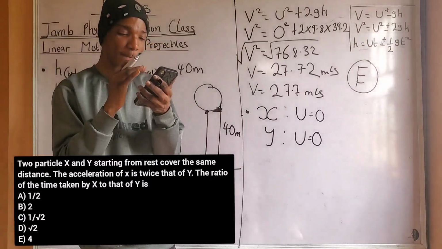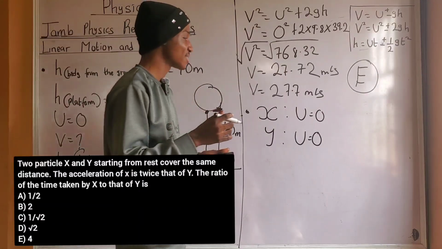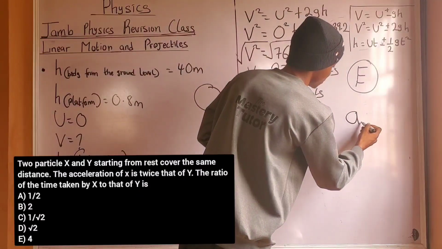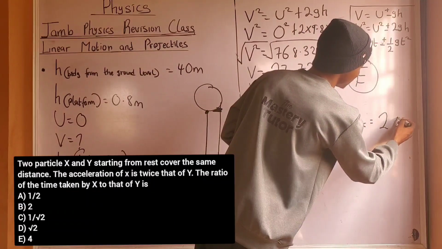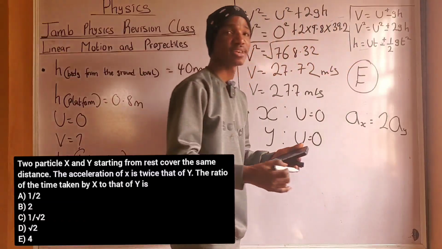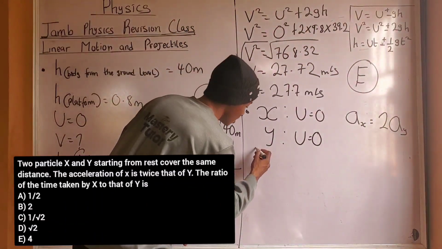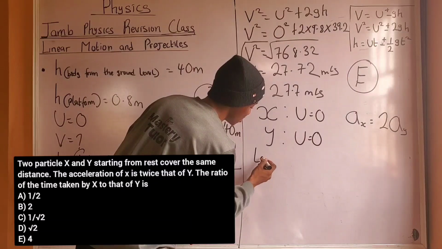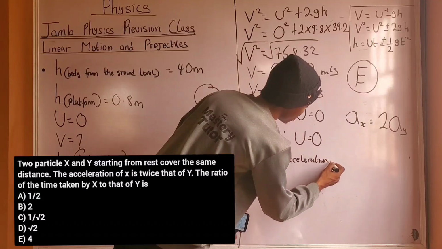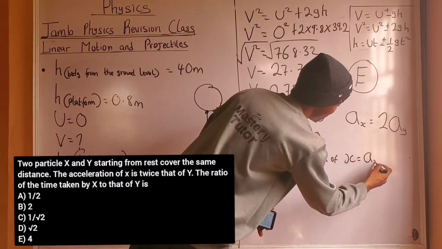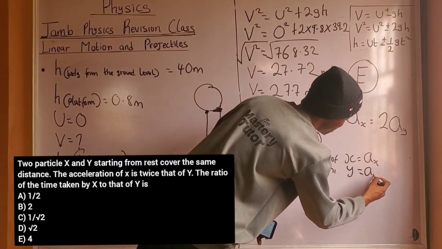Now, the acceleration of X is twice that of Y. Acceleration of X is equal to 2 times acceleration of Y. Let the acceleration of X equal AX. In fact, let me write it out. Let the acceleration of X equal AX, and let the acceleration of Y equal AY.